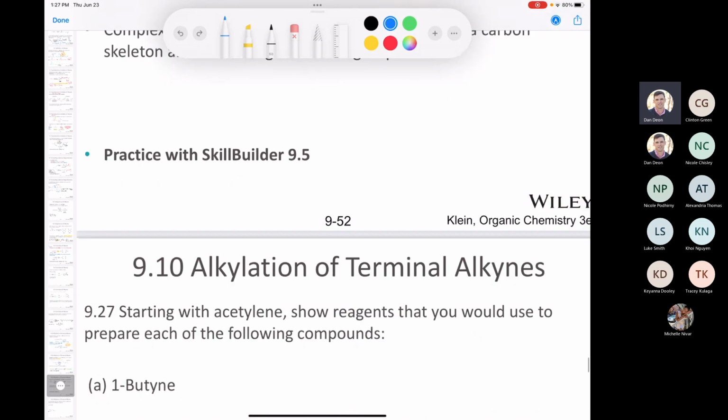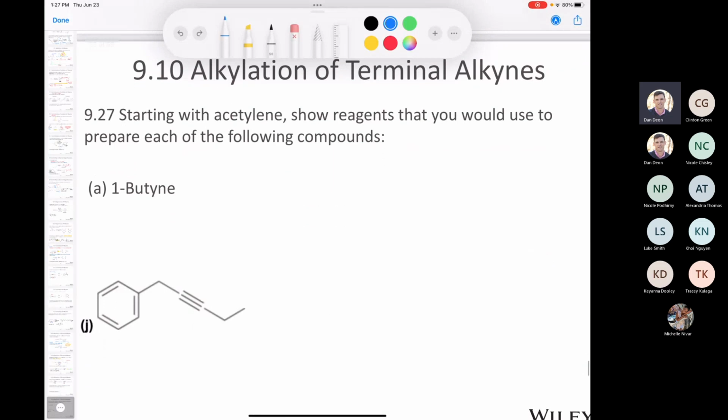Well, with all that information in mind, let's see if we could build an alkyne and make a carbon-carbon bond. So it says starting with nothing but acetylene, pretty cheap starting material.